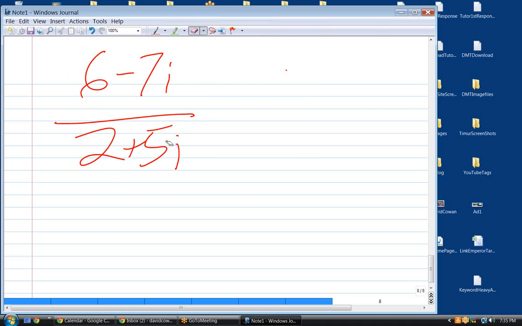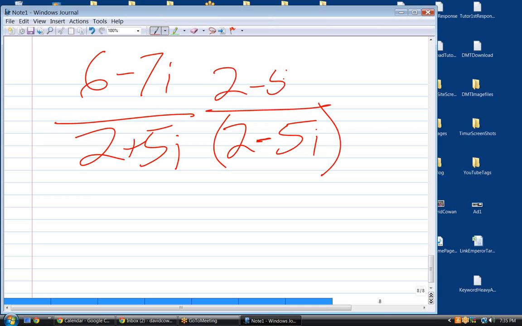If I give you this problem, 6 minus 7i over 2 plus 5i, we're not going to divide that. We're going to make the denominator a real number. And how do we do that? Multiplying by 2 minus 5i. Actually, we multiply by what's called the conjugate, which is just replacing whatever sign is separating them with the opposite sign. And since I'm multiplying the bottom by that, I've got to multiply the top by that. The reason I multiply by the conjugate is because it's guaranteed to eliminate the i in the bottom.